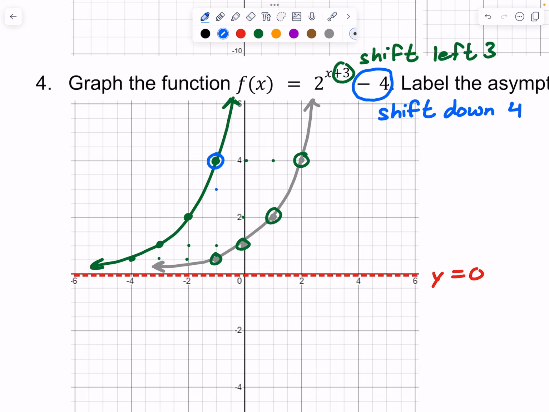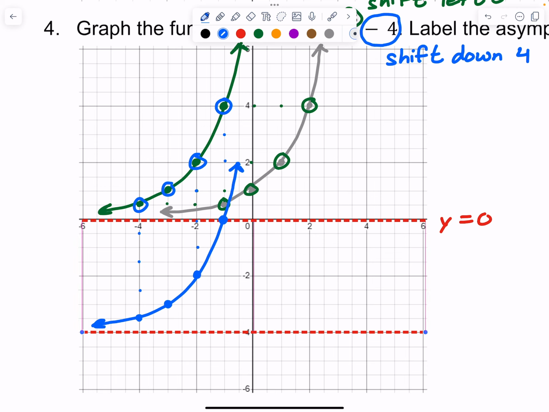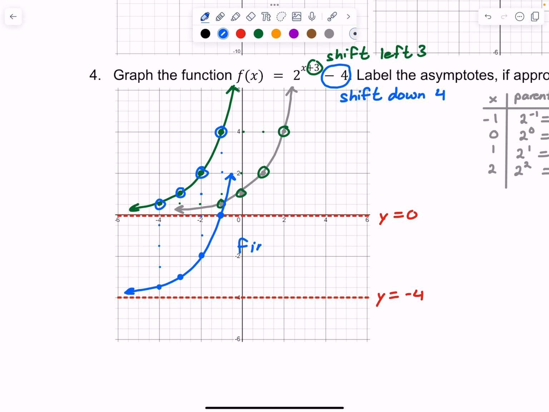So this one will be down 4, this one will become down 4, this one will become down 4, and this one will be, let's see, it's a little harder to see, down 4. And then I just connect those with a smooth line. And you may notice I'm going to need to move my asymptote down with it. The asymptote will end up right here at y equals -4. So then I just like to label that blue is my final answer.